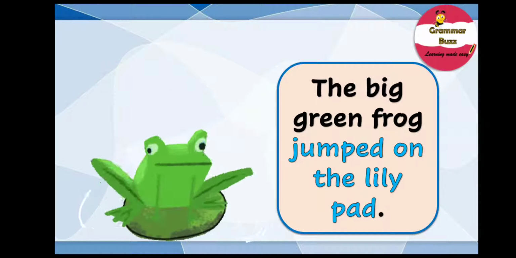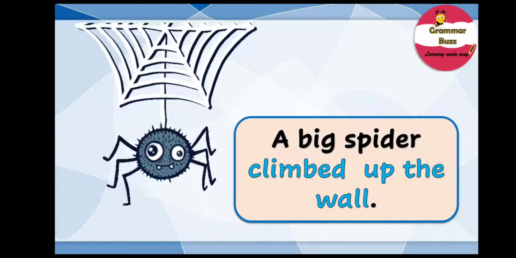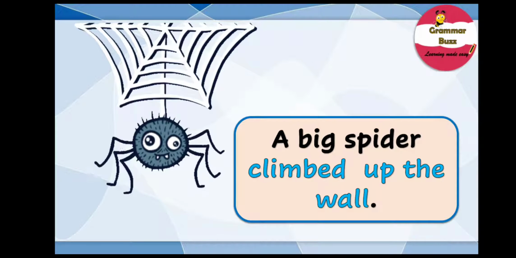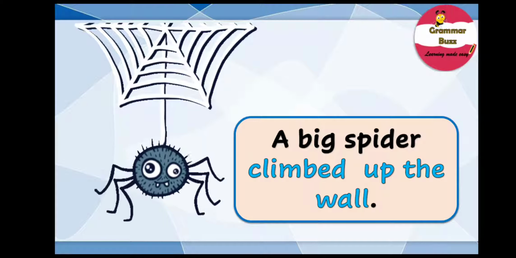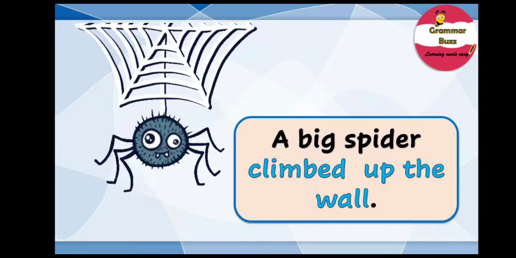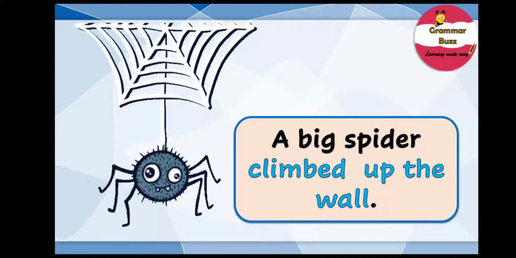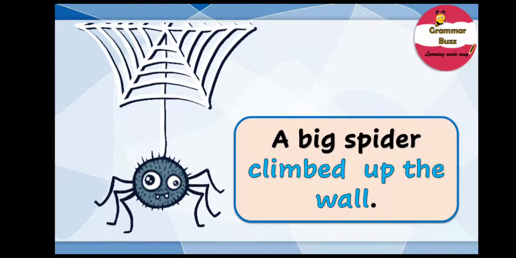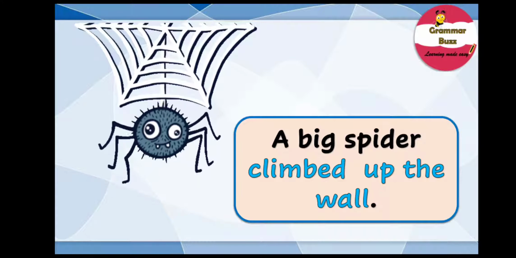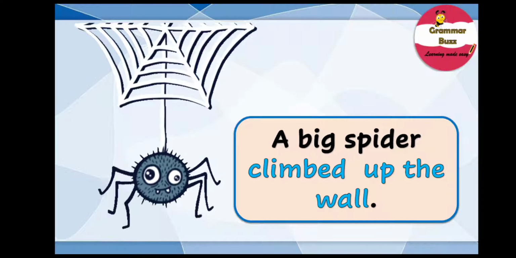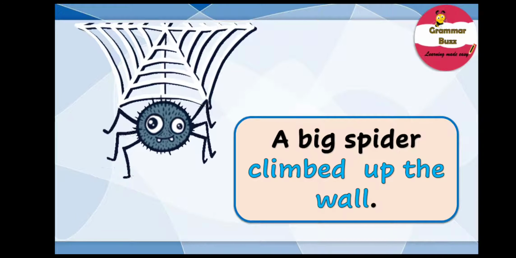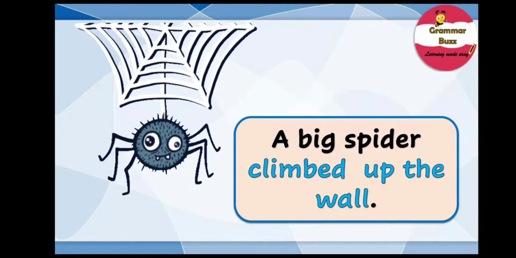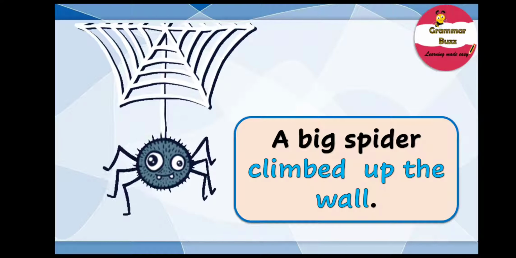Let's try one more. A big spider climbed up the wall. Well, what's the predicate in this sentence? Have you already spotted it? Good job! Climbed up the wall is the predicate because it tells what the spider did. It tells us about the action or verb performed by the spider. Which is the verb in this sentence? Well, it is climbed. Remember, the predicate always contains the verb.